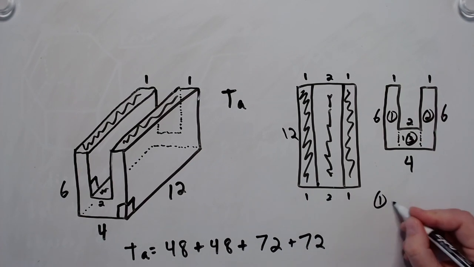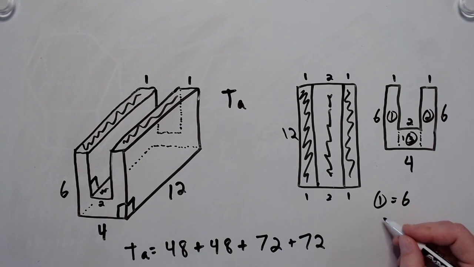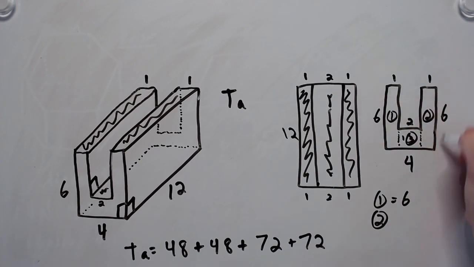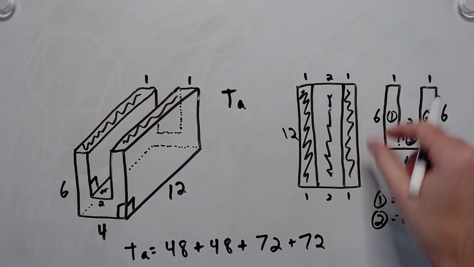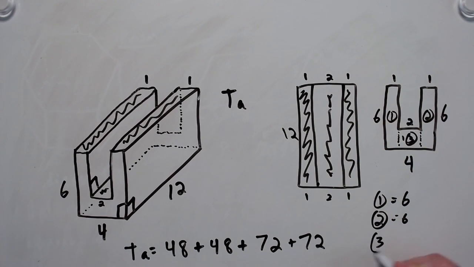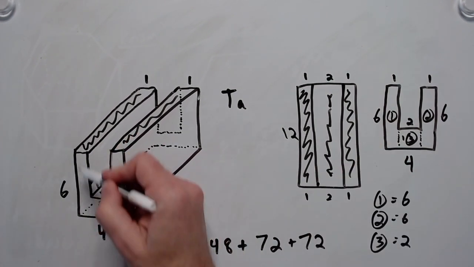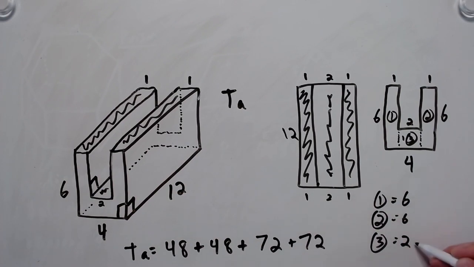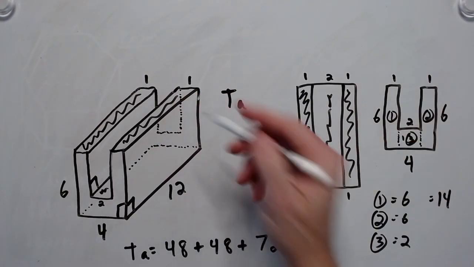So 1 is equal to 1 by 6. 1 times 6 is 6. Area 2 is also 1 by 6. And since the thickness of the whole channel is 1, it's 1 by 2. So area 3 is 2. So the total area of this one face is 6 plus 6 plus 2, which is equal to 14 for this U. But we also have a back U.